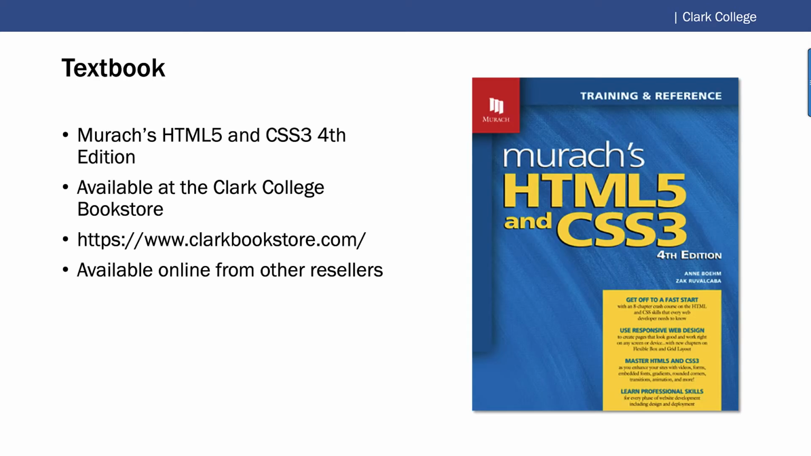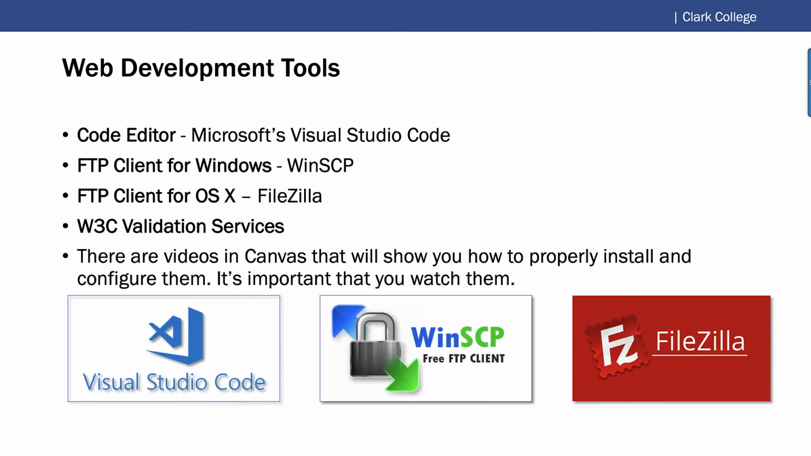All right, here is the textbook for this course. We've been using it the last couple of years. Students have really liked it. And it's called Murach's HTML5 and CSS3, 4th edition. It's available at the Clark College bookstore, and you could also buy it at other places.